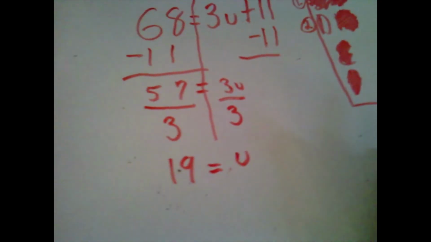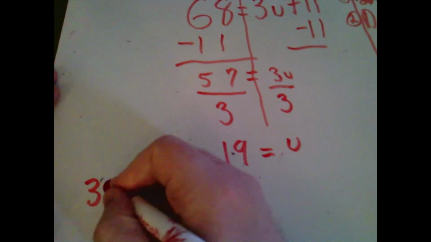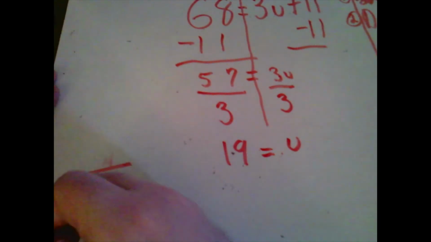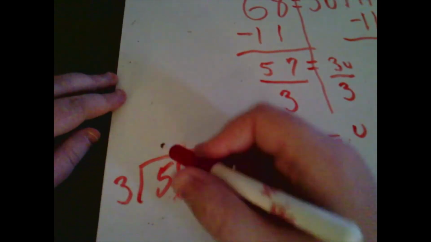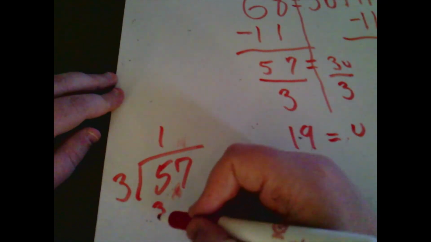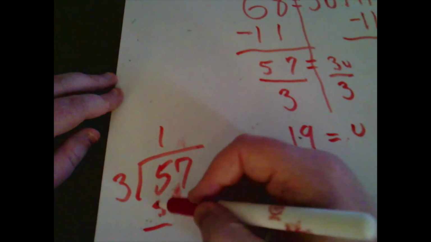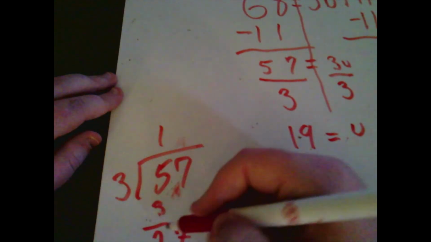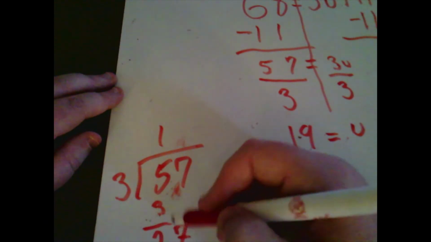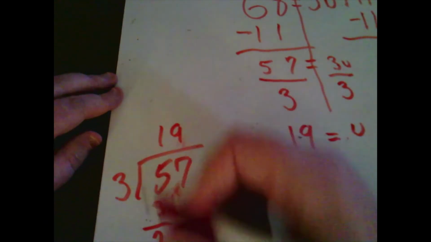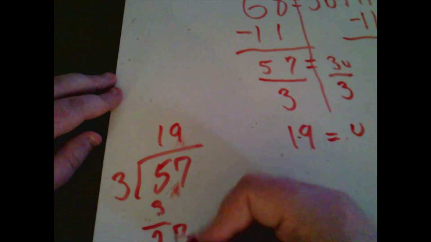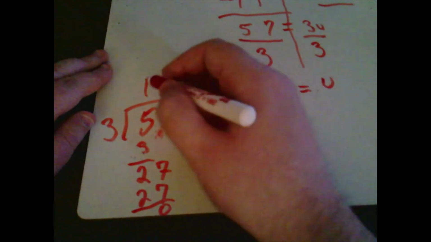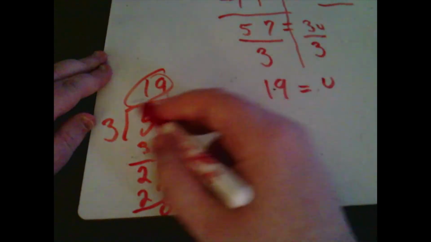Don't believe me? We can do that over here real quick. 57 divided by 3. 3 goes into 5 once. Bring down the 3. 1 times 3 is 3. 5 minus 3 is 2. Bring down the 7. How many times does 3 go into 27? Well, that's 9 times. 9 times 3 is 27. And 27 minus 27 is 0. Okay? Thus, 57 divided by 3 is 19.